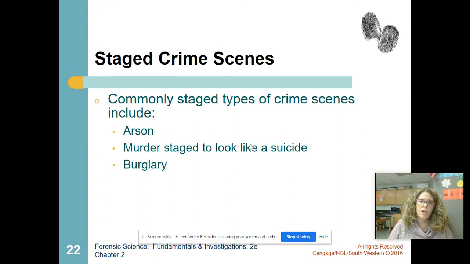So commonly there are staged crime scenes. Some crime scenes are staged to make it look like a different crime than what originally happened. So murders staged to look like suicides. Arson is very frequently used as a staged crime scene to, of course, get rid of evidence. And burglary, right? Something happens in a crime, and then the suspect will make it look like a burglary when in fact it wasn't a burglary at all. So that's called a staged crime scene.